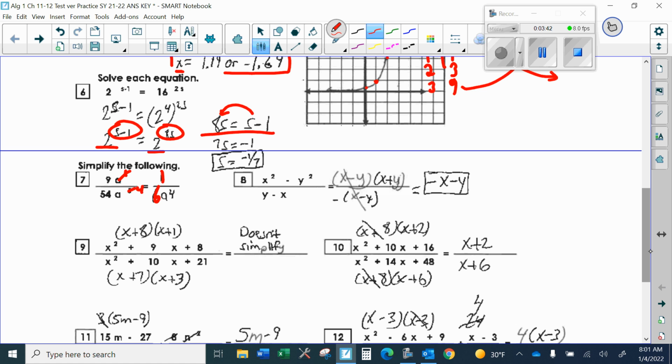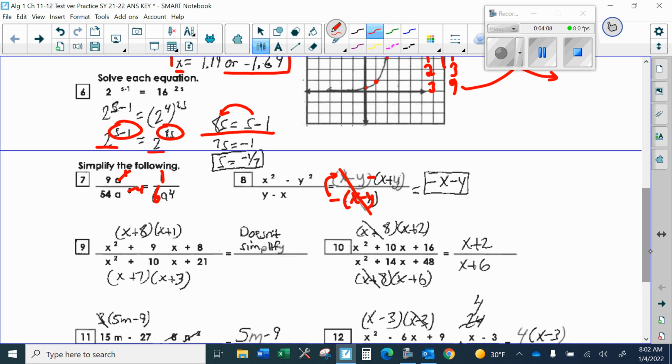Number 8, x squared minus y squared is a difference of perfect squares. So I factored into x minus y and x plus y. Now, notice this says y minus x, but I can factor out a negative, and now it changes to x minus y. And then those x minus y's cancel, and that negative, I just move it up top. And then I can distribute that negative through there, negative x minus y.